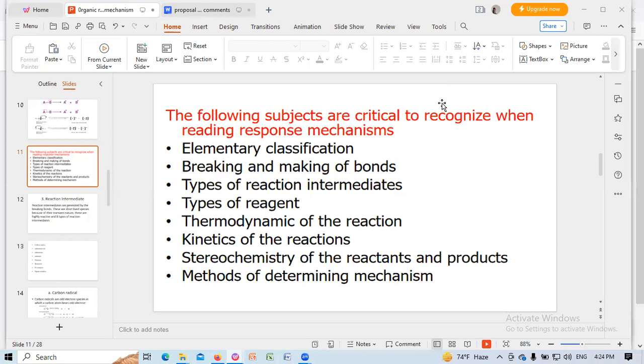Reaction mechanism can be discussed in the following topics. First is the elementary classification. Second is the breaking and the making of the bonds. Third, reaction intermediate, types of reagent, thermodynamics of reaction, kinetics of reaction, stoichiometry of reactants and products, methods of determining the mechanism. Today, my discussion topic is reaction intermediate.